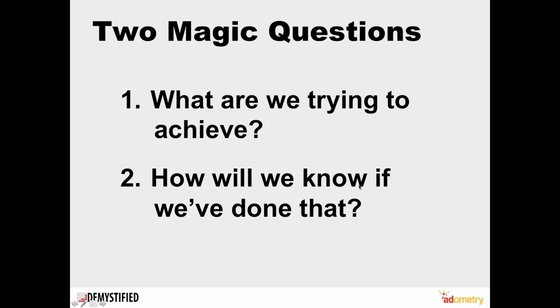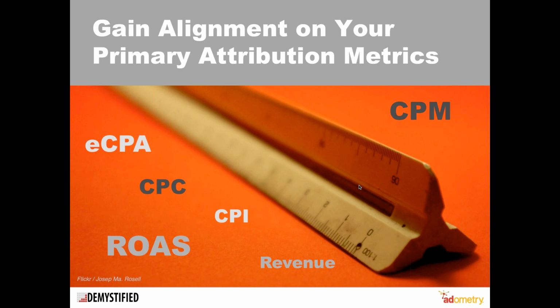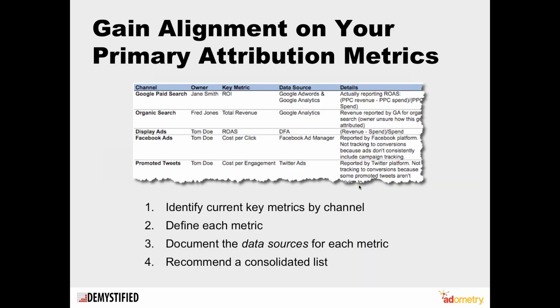Now there's a second measurement tactic, which is gaining alignment on what your primary attribution metrics are. When you're working in silos, paid search may be looking at cost per click, and that's what they're reporting. And maybe your display team is really using return on ad spend. And maybe the email team is using revenue. They're saying our costs are so low that we're just going to report results on overall revenue.